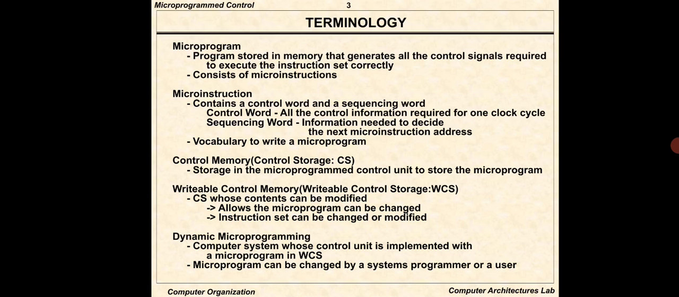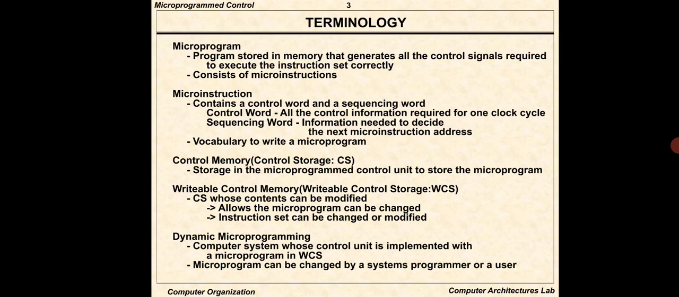Next, what is the next one? Control memory. A control memory is also known as a control storage. We will be saying it as a CS. Okay. It is a storage in the microprogrammed control unit to store the microprograms. To store the microprograms, we will be using a memory, and that memory is known as a control storage or control memory. What is WCS?